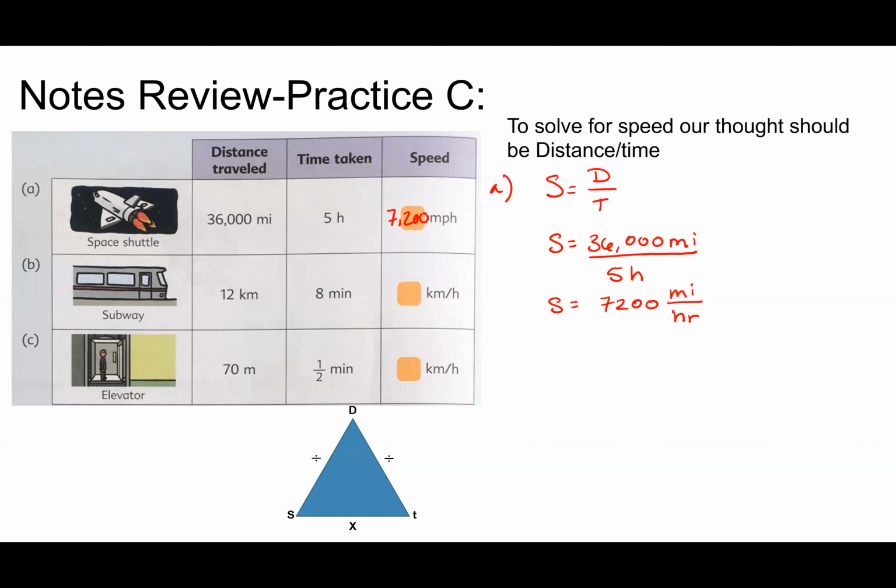Does everybody have these notes? Okay, Gabby? I have a question. Sure. So, if it's miles per hour, can you do mph? Okay, that's a good question. I really want you to do this kind of label.